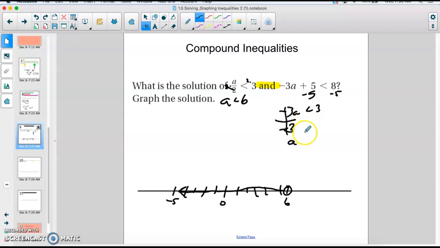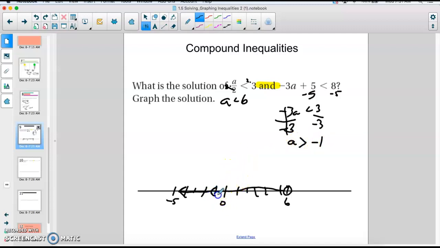Now, if you have zoned out, this is the time to come back, because we're dividing by a negative. When you multiply or divide by a negative number, you have to switch your sign around. So instead of less than, it becomes greater than, because we divided by a negative. This is very, very important. 3 divided by negative 3 would be negative 1. And so a is greater than negative 1.